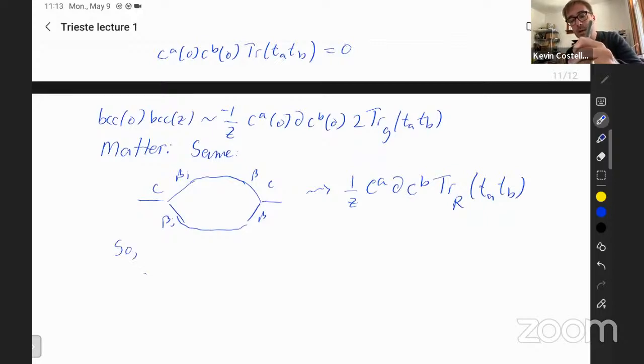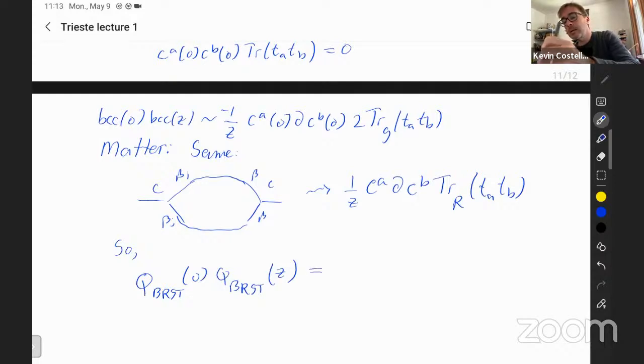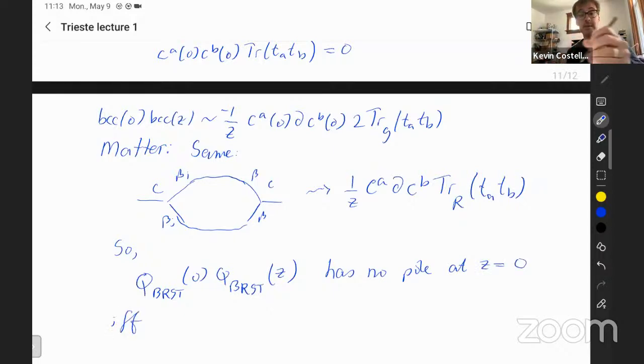I take my BRST operator. This is nonsingular if this condition holds.